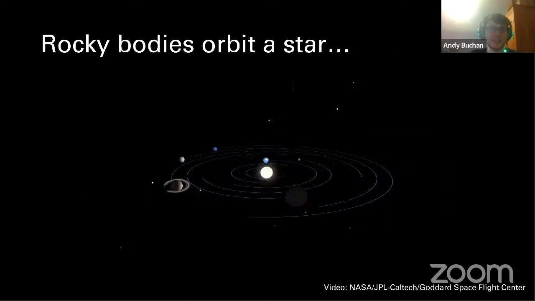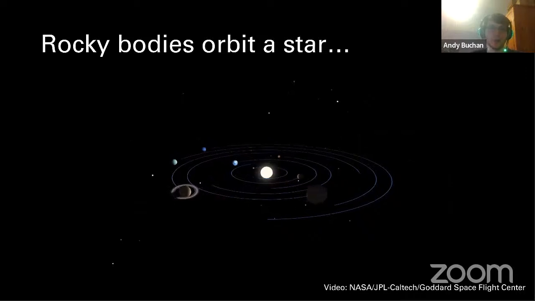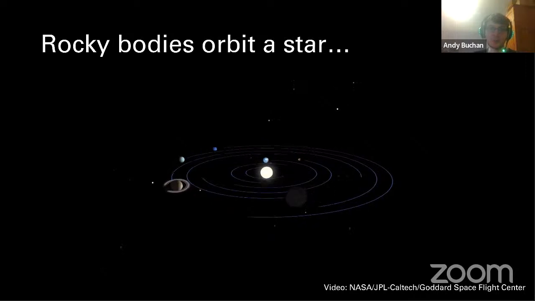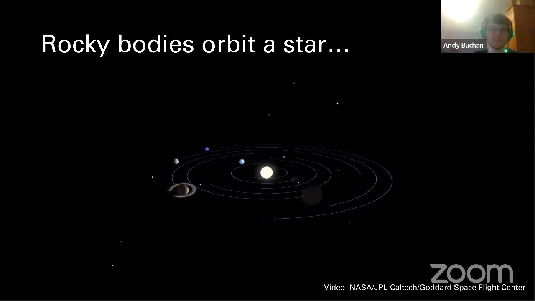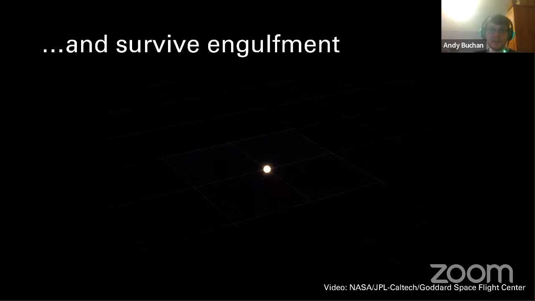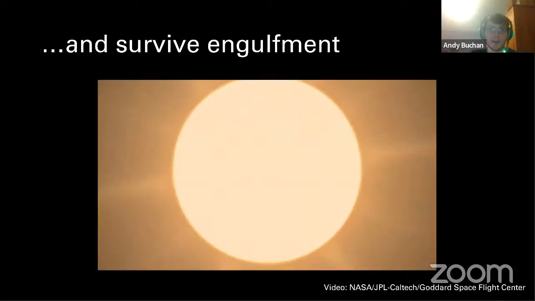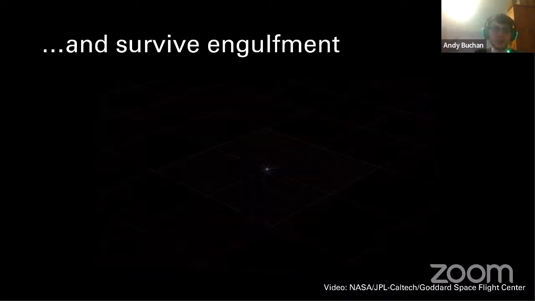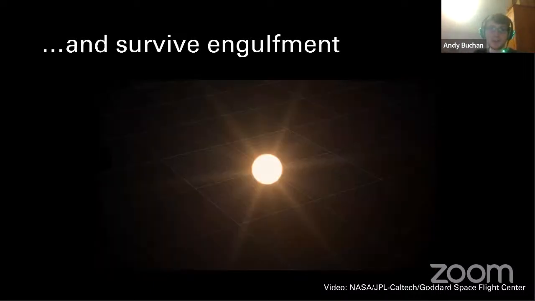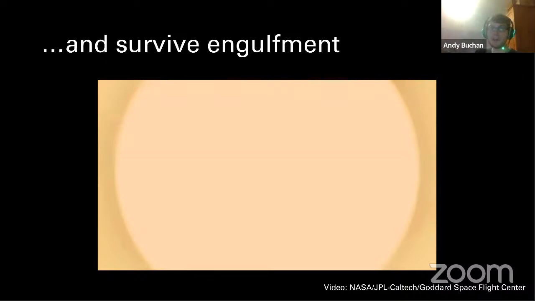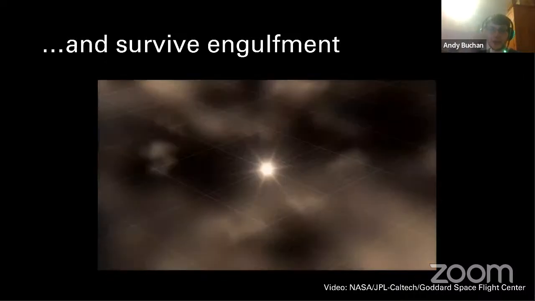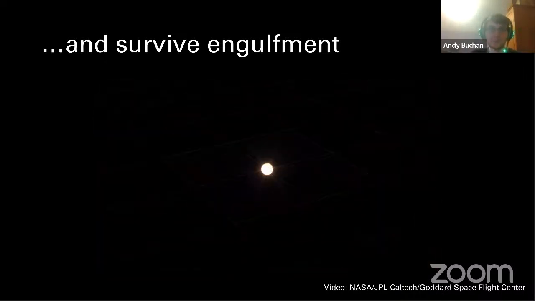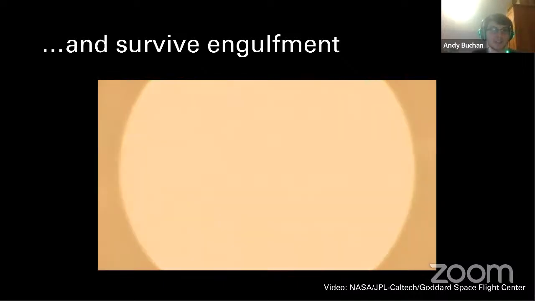So we have to imagine that these rocky bodies orbited the star before it became a white dwarf, back when it was a normal main sequence star. The star then expands, as we saw earlier, and engulfs any objects which are unlucky enough to be too close. So the rocky bodies must have been far enough away from the star to survive this. How far exactly does that need to be, you might ask?